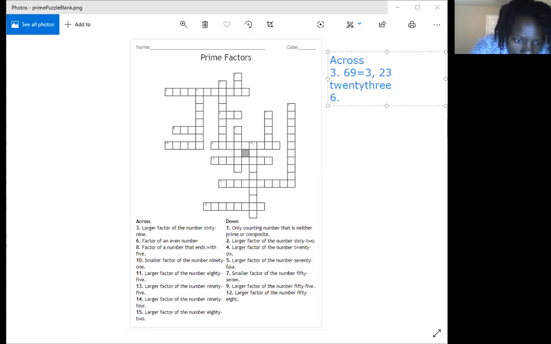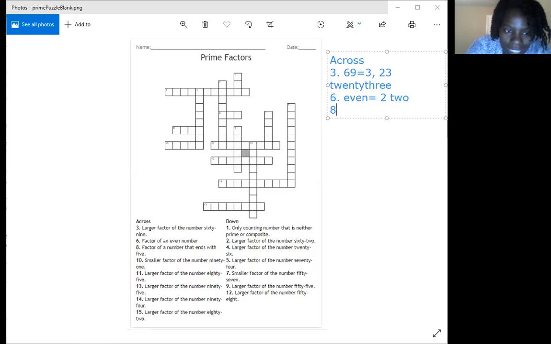We want the factor of an even number. So if a number is even, one of its factors must be 2. So even number, one of the factors is 2. So we'll put in the number 2 into our puzzle for number 6.